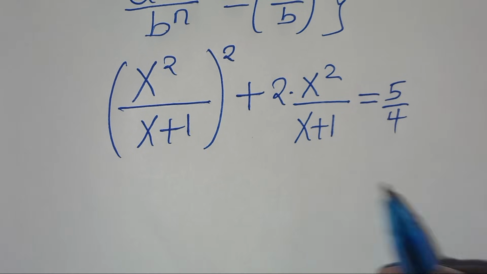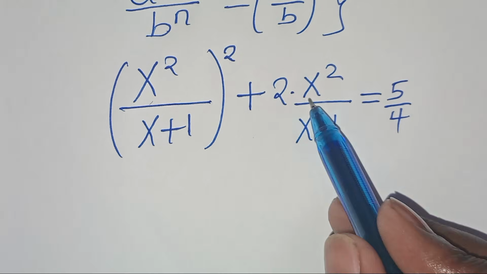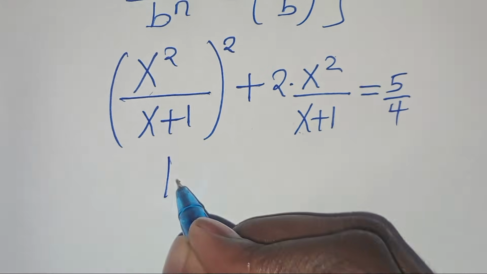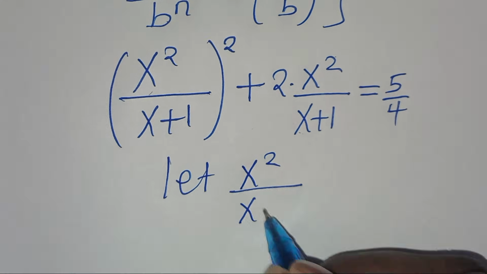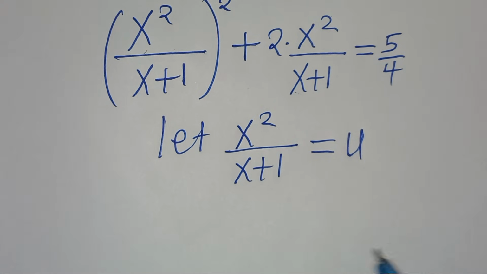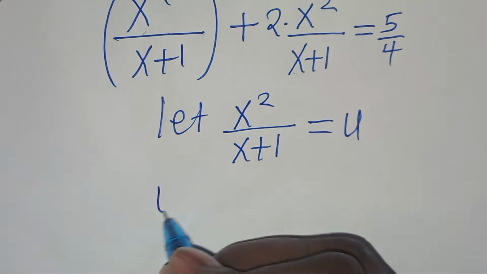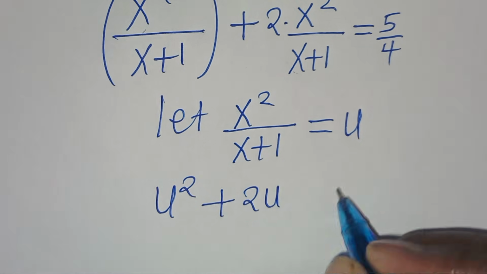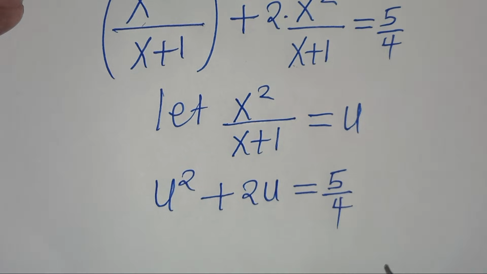Now, the next step is that we have x squared over x plus 1 here, and here we have x squared over x plus 1. So this means that we can let x squared over x plus 1 be equal to u. So let's substitute u into this equation. So we have u squared plus 2 times u. This is equal to 5 over 4.